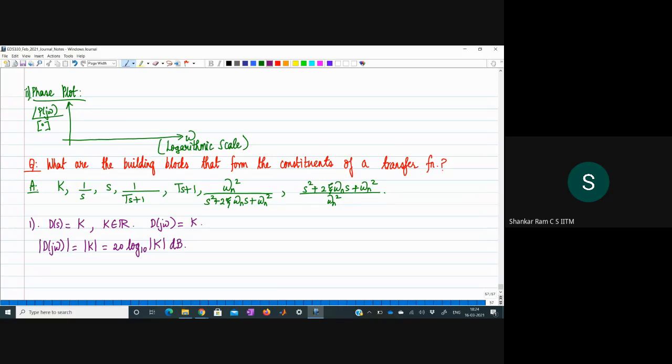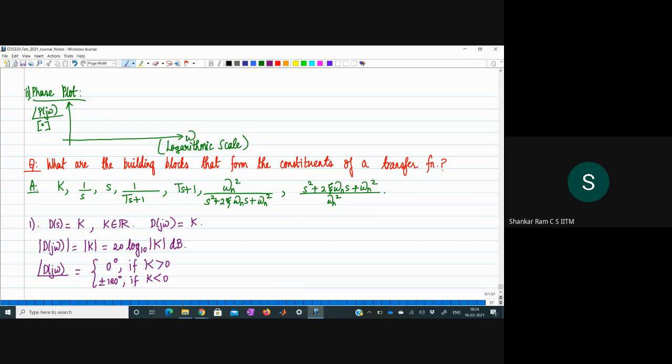Now if I have to calculate the phase, please note that the phase of k depends on the sign of k. The phase of k is 0 degrees if k is greater than 0, and it can be plus or minus 180 degrees depending on the way we interpret, if k is less than 0. If k is less than 0, it lies on the negative real axis, so the phase is plus or minus 180 degrees. If k is positive, it lies on the positive real axis, and the phase is 0 degrees.